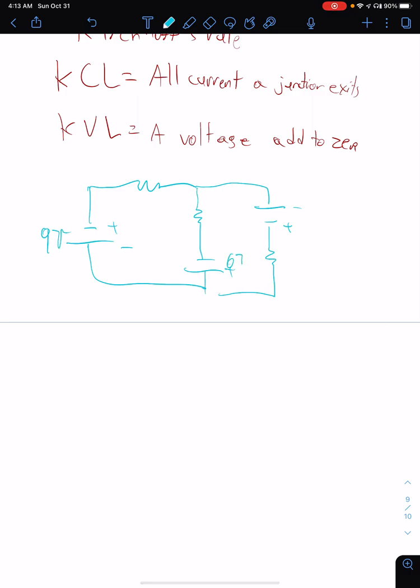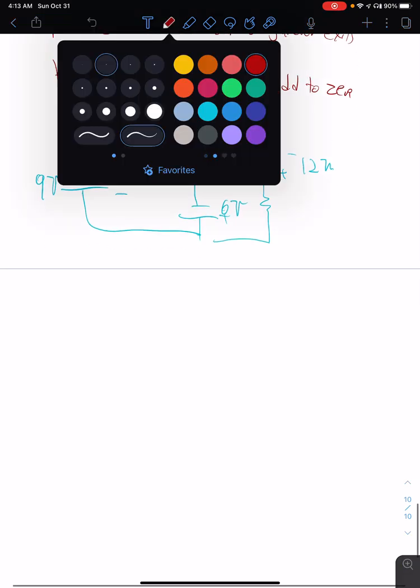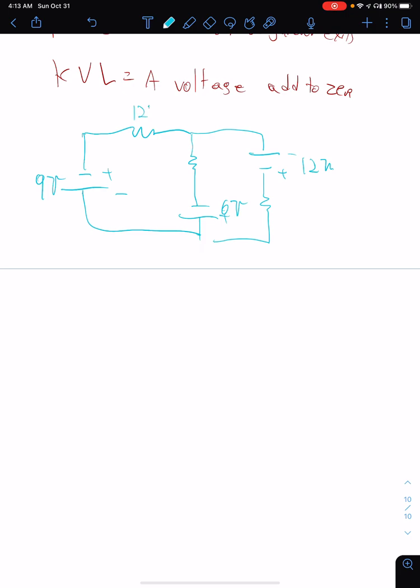9 volt, 6 volts, 12 volts. Okay, so let's first define our currents. Let's start at the 9 volt battery, because it's to our left, it's the easiest one to deal with. Oh wait, let me just write the resistor values. This is 12. Let's do 8 ohms, 12 ohms, and 12 ohms, and 6 ohms.